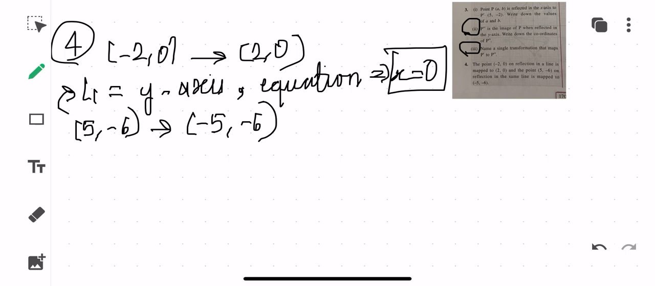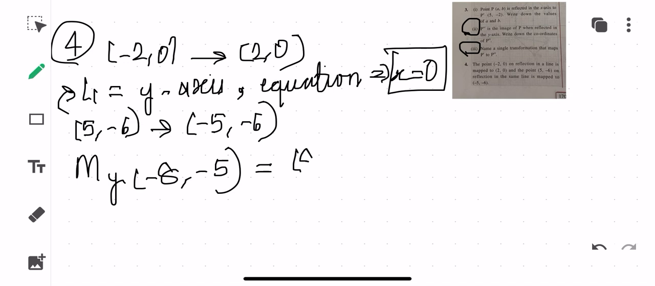Now the second part: state the coordinates of the image of minus 8 comma minus 5 in the mirror line. So question number 4.2, how are you going to do it? See, the point has been given as minus 8 comma minus 5, and you have found out that the mirror line is the y axis. So what you will write is, reflection along the y axis of this point will be equal to 8 comma minus 5, since the y coordinate remains the same. Okay, so this way you will be doing it.